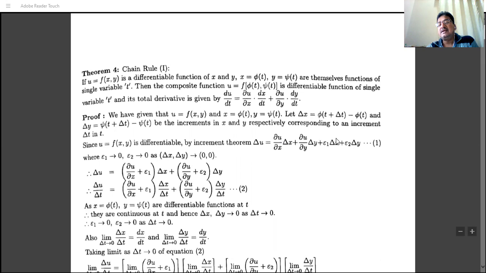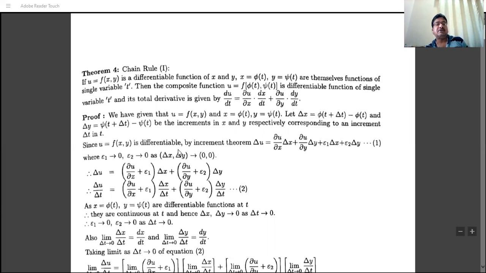Here h means delta x, and phi(h,k) is denoted by epsilon 1. Epsilon 2 means psi(h,k), okay? Where phi and psi tend to 0 as (h,k) tends to (0,0). So here phi and psi are denoted by epsilon 1 and epsilon 2. So epsilon 1 tends to 0 and epsilon 2 tends to 0 as (h,k) tends to (0,0), where h means delta x and k means delta y.